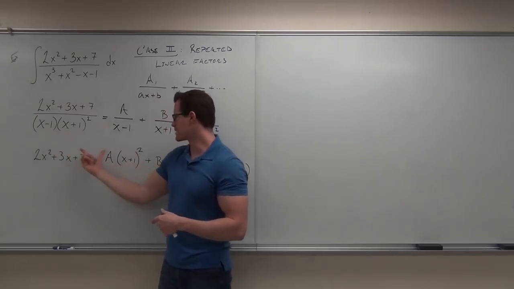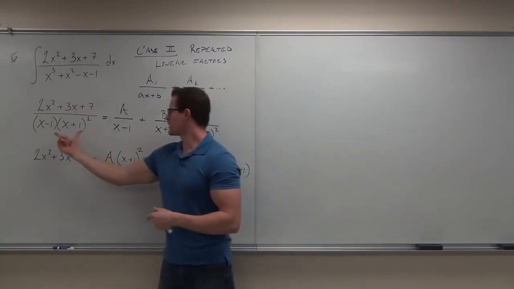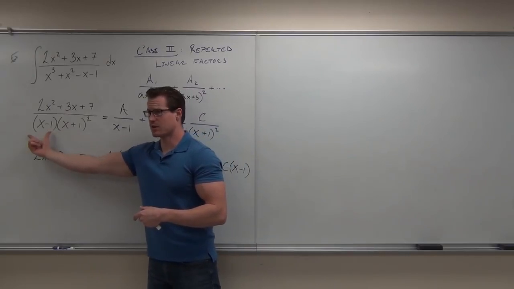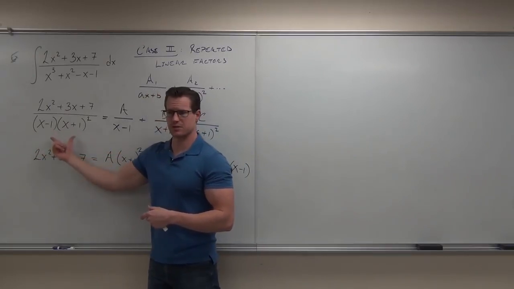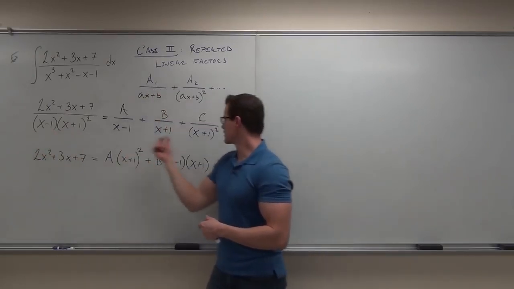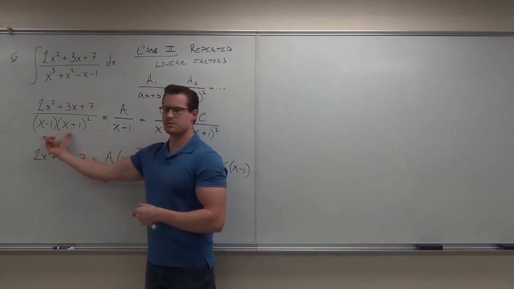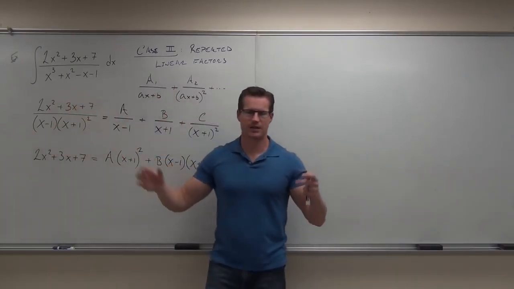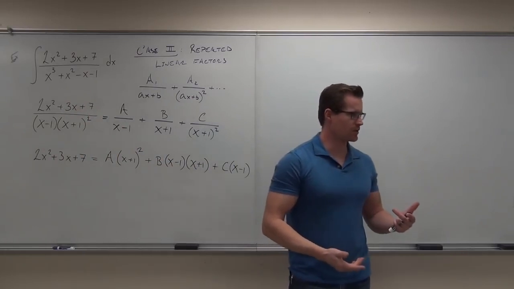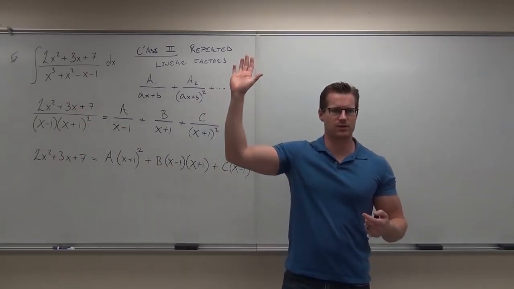We need x plus 1 to the second. Look here, look here. What's missing? X minus 1 and one factor of x plus 1. Does that make sense? Look here, look here. What's missing? That's it. Not x plus 1. You already have the x plus 1 squared. Honestly, show of hands if you feel okay with that so far.